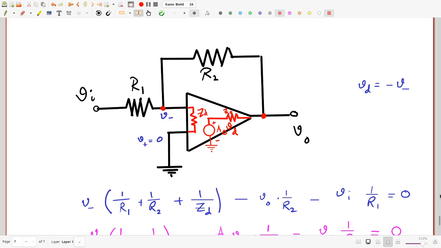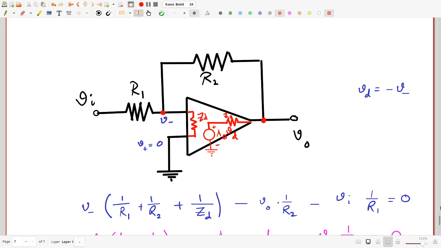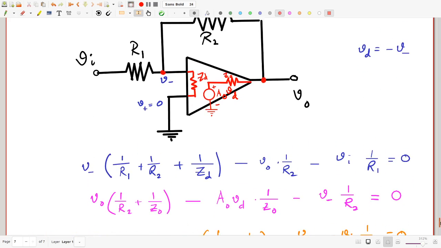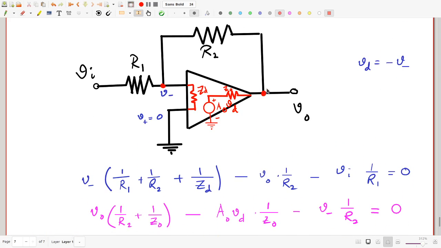If I apply KCL similarly to the next node, the one marked here, I will simply get Vo times the admittances 1 by R2 plus 1 by Zo, minus A0 Vd into 1 by Zo, that's for this part, and minus V minus by R2. And you are done. These are the two equations that you get. Of course, Vd is minus V minus, V plus being 0.